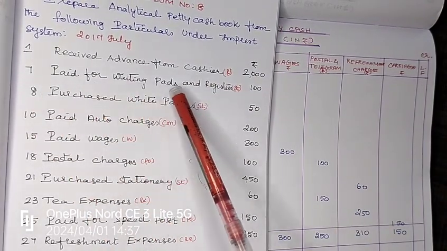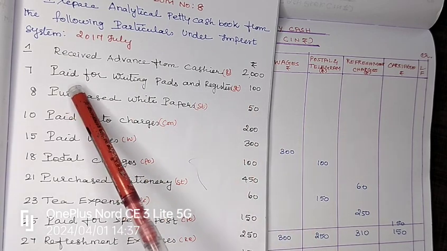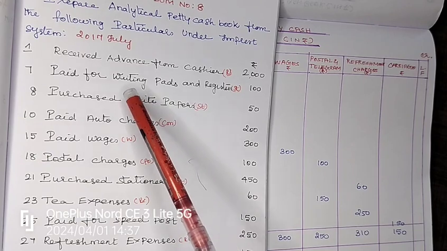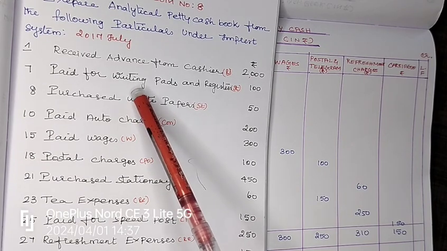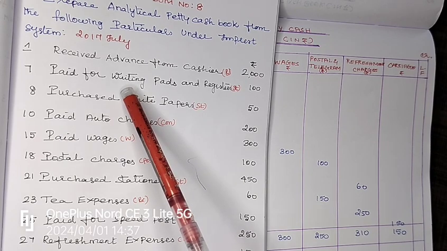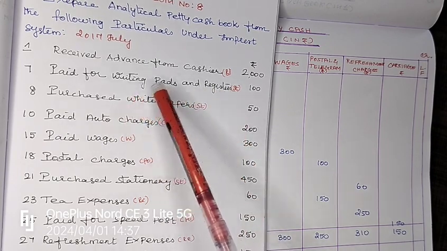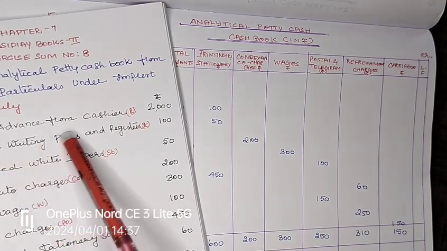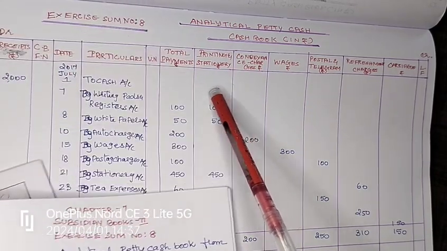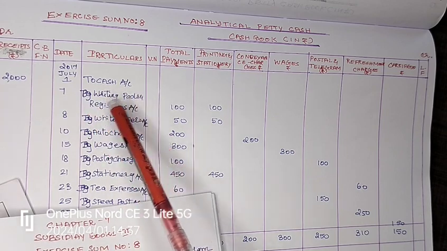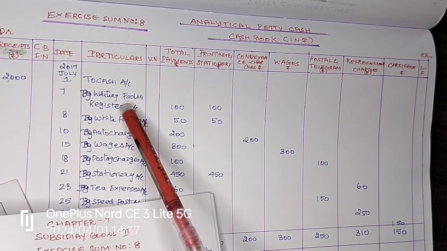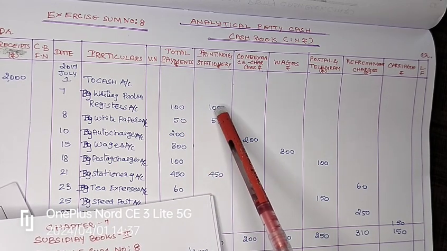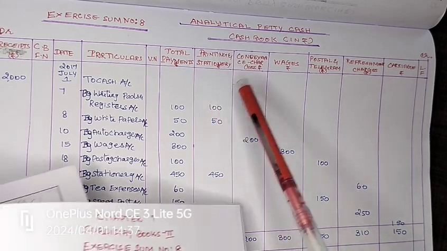July 7, paid for writing pads and register 100 rupees. This transaction is a payment expense. What expenses are you doing? Writing pads and register. This expense goes to the stationery column. First we enter dated on 7, by writing pads and register in the particulars column. Rupees 100 we enter into the total payment column, and also we enter that 100 rupees on the printing and stationery column.